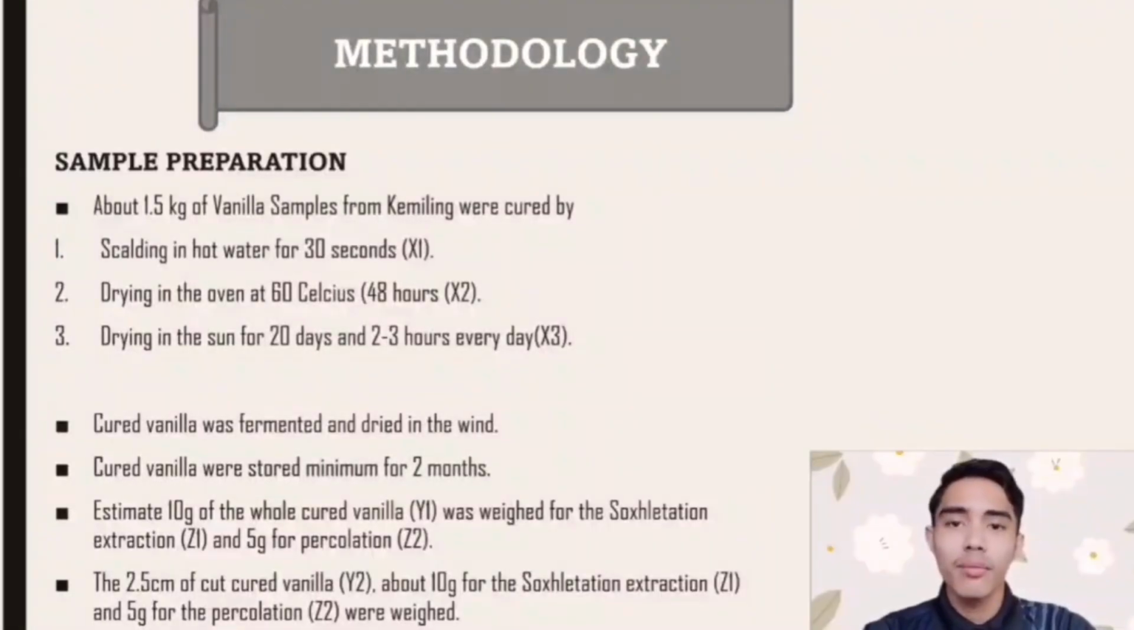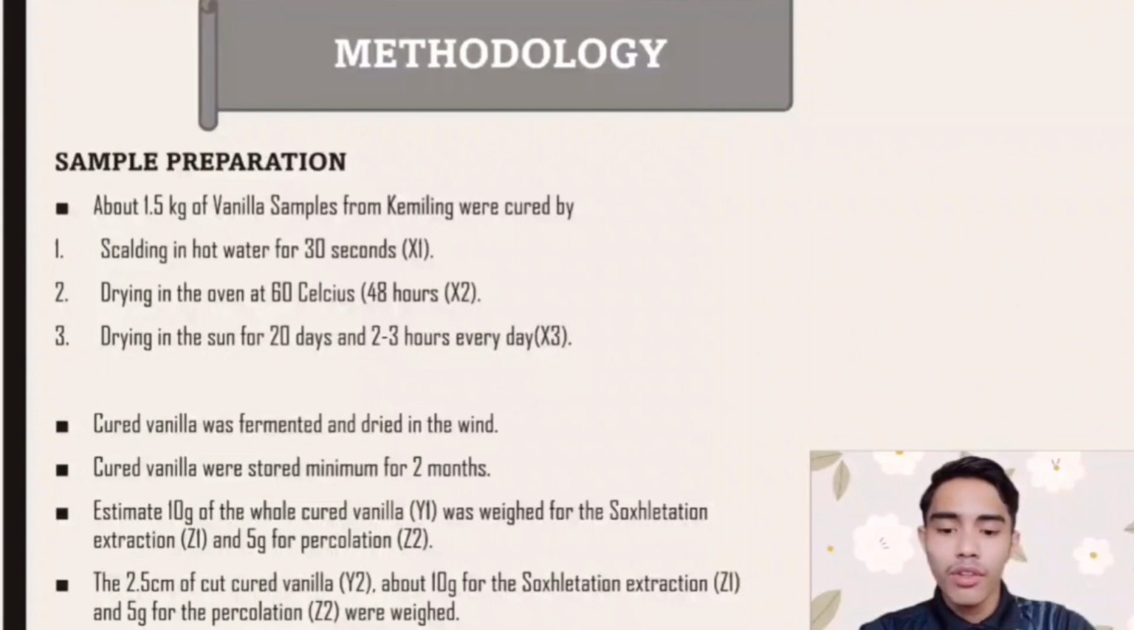Hi, I will explain about the methodology. Sample preparation. About 1.5 kilograms of vanilla samples from Camelling were cured by, first, scalding in hot water for 30 seconds; second, drying in the oven at 60 Celsius for 48 hours; third, drying in the sun for 20 days, 2 to 3 hours every day. Next, cured vanilla was fermented and dried in the wind. Cured vanilla was stored for a minimum of 2 months.